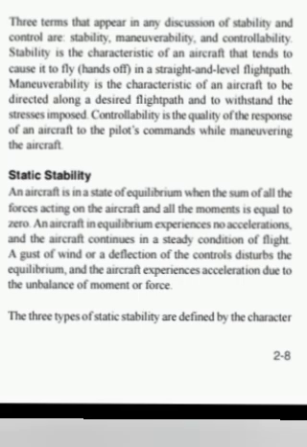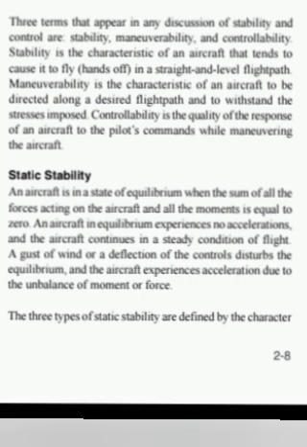Static stability. An aircraft is in a state of equilibrium when the sum of all the forces acting on the aircraft and all the moments is equal to zero. An aircraft in equilibrium experiences no accelerations and the aircraft continues in a steady condition of flight. A gust of wind or a deflection of the controls disturbs the equilibrium, and the aircraft experiences acceleration due to the imbalance of moment or force.